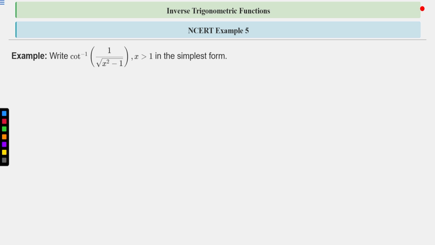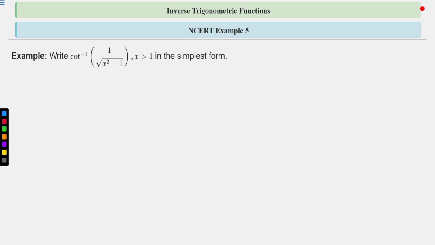The next question is: write cot inverse 1 by root over x square minus 1, when x is greater than 1, in the simplest form. So what you didn't understand, please ask. See, when I stop, you need to ask there, right? We can't go to the previous slide, right? Okay. Try to focus on this example.